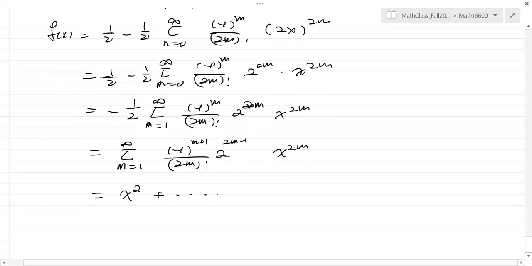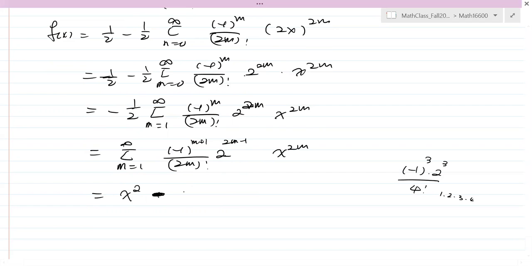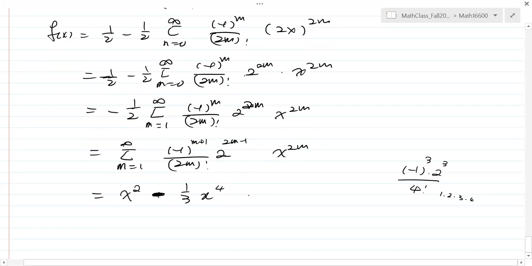The second term may be negative, right? When m equals 2, so it's 4 factorial, negative cube and 2 cubed, right? 2 times 2 is 4, right? So 4 factorial is going to be 1 times 2 times 3 times 4, right? And I think it's just 1/3, because 8, yeah. So it's going to be 1/3. If you want to write down the second, it's 1/3 x to the 4th power. Okay, that's interesting, right?